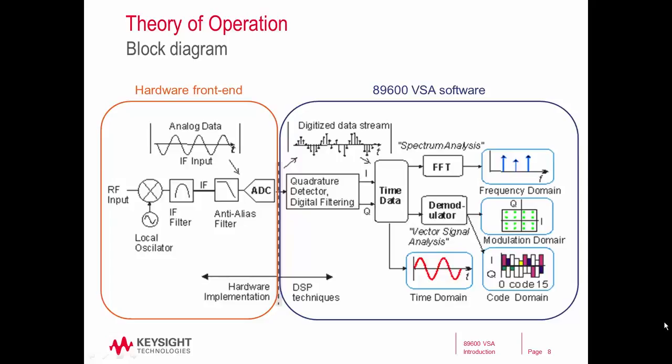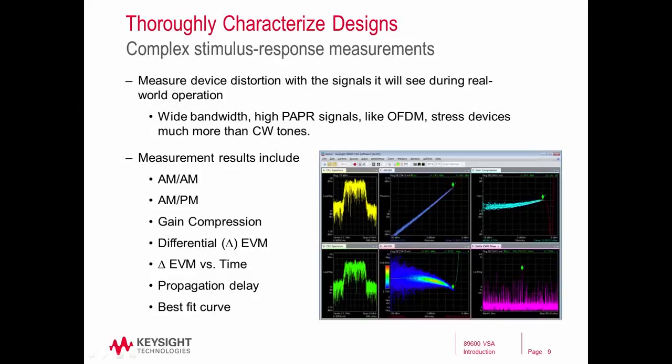The 89600 VSA software gets the time domain data from the hardware front end, and then performs the FFT, demodulation, and various transforms to provide different formats for the data. It is then able to display all of the items that are shown on the right in the frequency domain, modulation domain, and the code domain, if appropriate, as well as the time domain. The 89600 VSA software can also be used to measure and analyze multiple signals at one time.